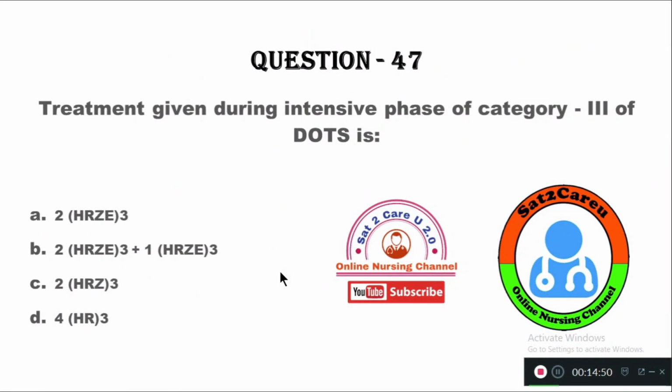Question number 47. Treatment given during intensive phase of category 3 DOTS. So option A, B, C, D. From this you can identify which is the exact treatment regimen for DOTS therapy in category 3. So the right answer is option C, that is 2HRZ3. This is the prescribed treatment during category 3 of DOTS.